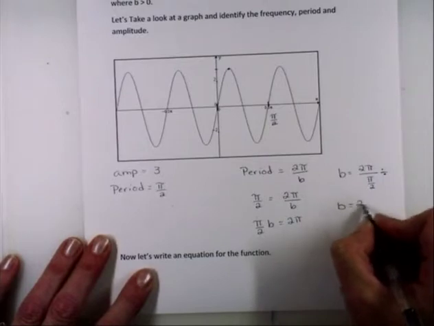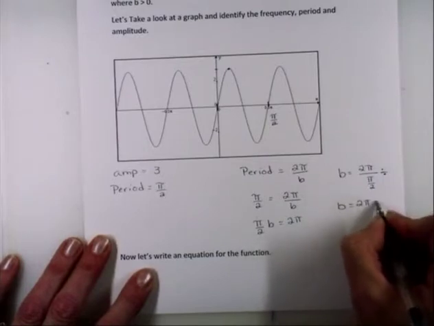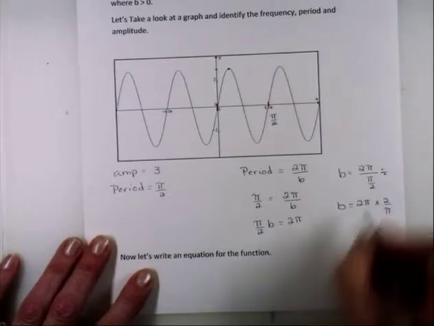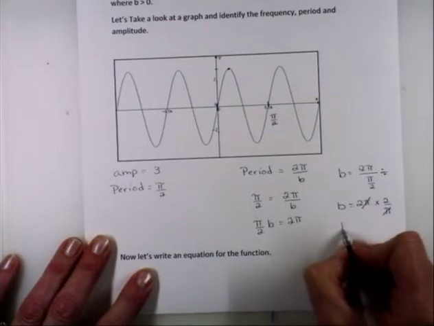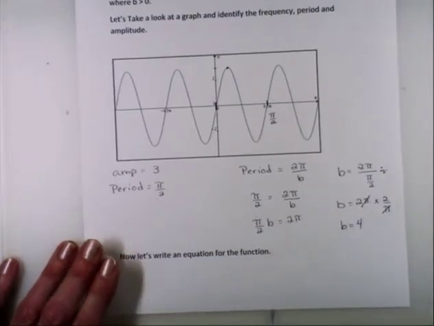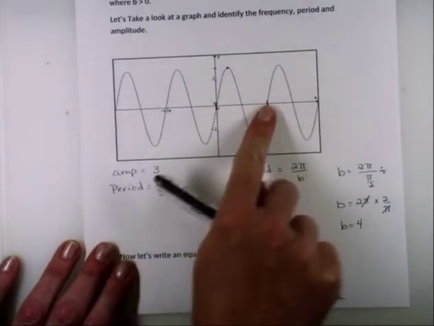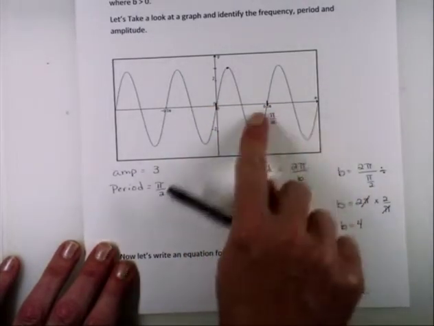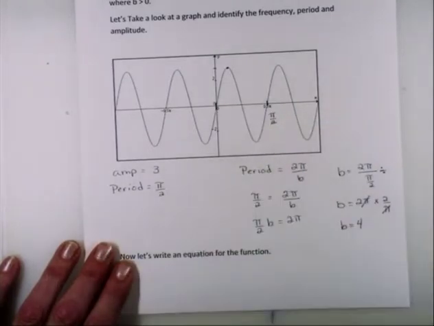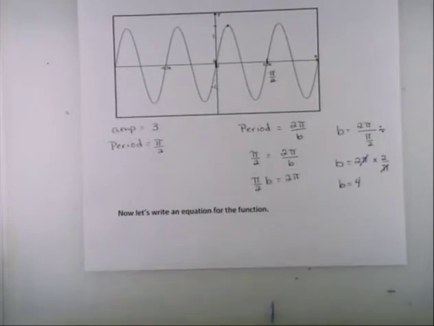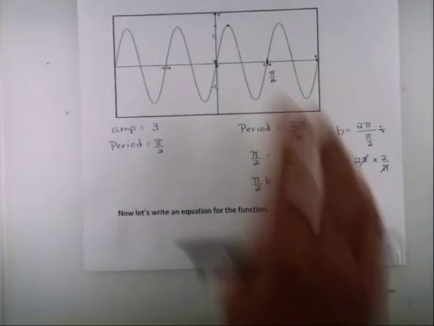b is 2 pi times 2 over pi. Cancel. My frequency is 4. And if you think about it for a minute, it makes sense. If I complete one cycle in half of a pi, it would take four cycles to get through to 2 pi.